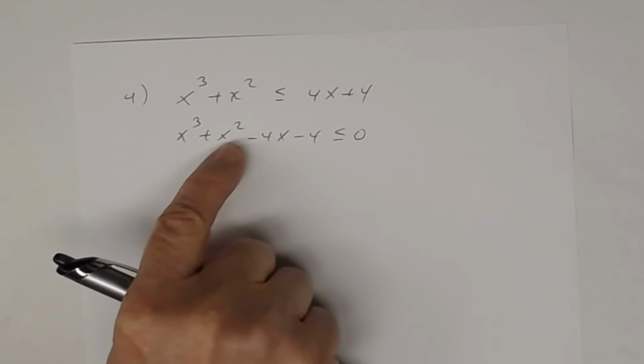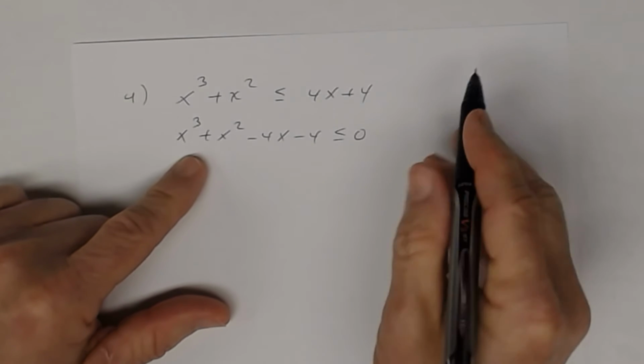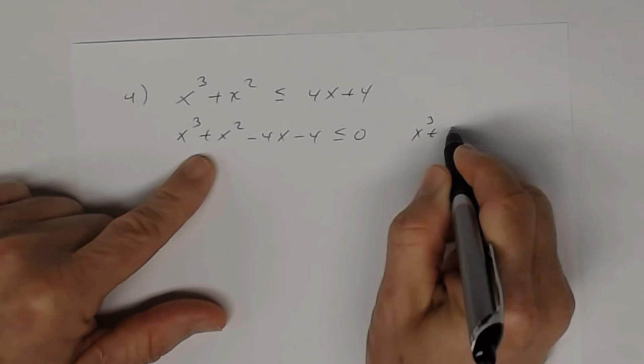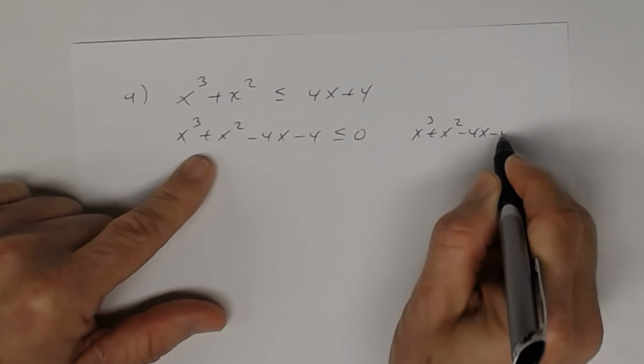All right, 4 terms, right? We're going to try grouping. So let's go ahead and write this over. x cubed plus x squared minus 4x minus 4.